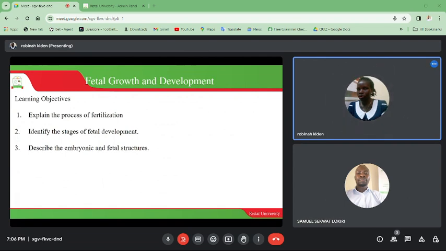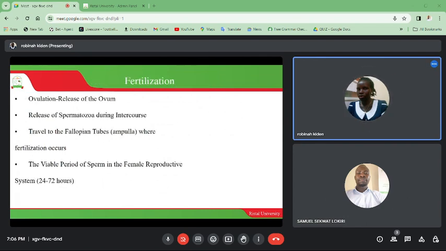By the end of this session, you should be able to explain the process of fertilization, identify the stages of fetal development, and describe the embryonic and fetal structures.